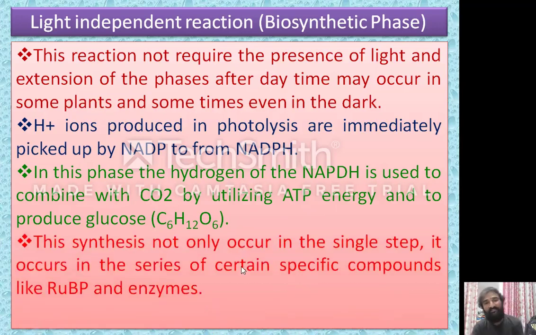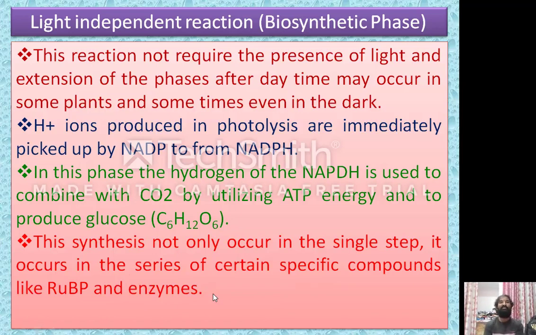Actually, the synthesis does not occur in a single step. When NADPH plus reacts with the CO2 in the presence of ATP, it will not directly produce C6H12O6, because, as I already told you, there are many intermediate compounds and enzymes. For example, the CO2 first reacts with RuBP, ribulose bisphosphate, which is a 5 carbon compound. This 5 carbon compound reacts with the 1 carbon compound to form a 3 carbon compound, phosphoglyceric acid. The main enzyme is the Rubisco enzyme.